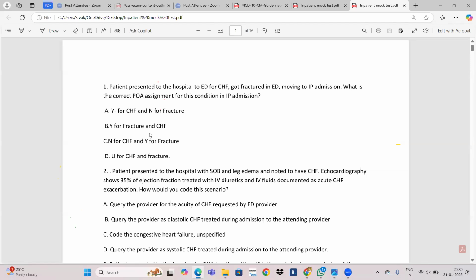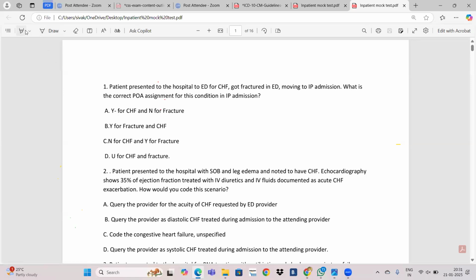Patient presents to the hospital ED for CHF, got fractured in the ED, and is moving to IP. What is the POA assignment for these conditions? Y for fracture and CHF. Y for CHF and fracture, correct? Both are Y because the fracture happened in the ED, right?